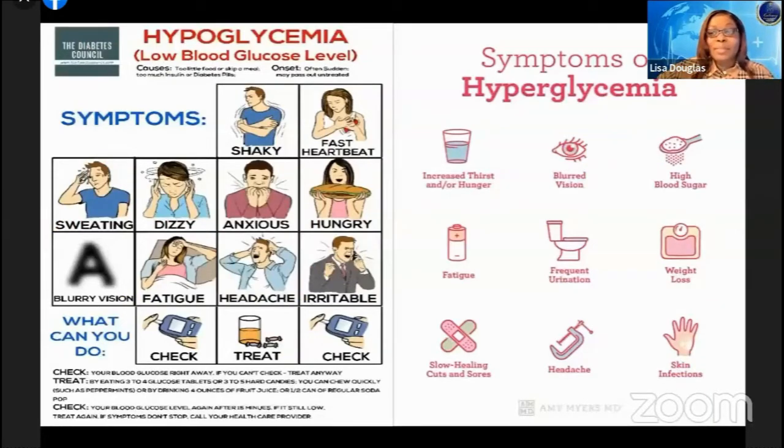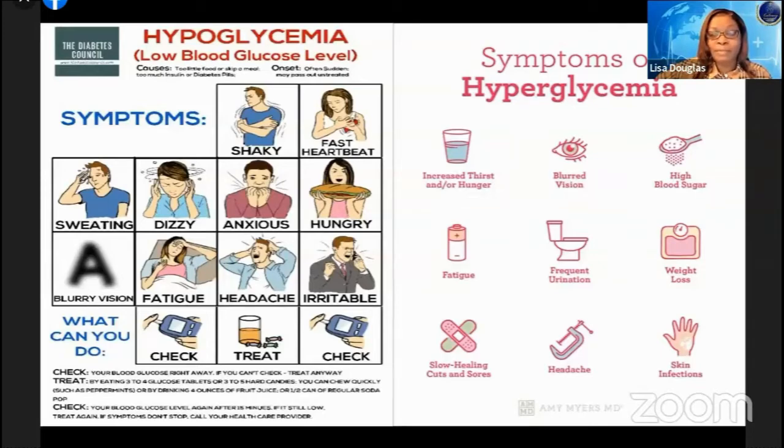Now, there are symptoms called hypoglycemia and hyperglycemia. Your symptoms are going to be different if your blood sugar is low versus when it is high. When you have a low blood sugar, that is called hypoglycemia. That person becomes shaky, has a fast heart rate, perspires and sweats a lot, becomes very dizzy, very anxious, and hungry, wanting to eat just about anything. Their vision becomes blurry, they're very tired, they get headaches, they are irritable, and you have to treat it.